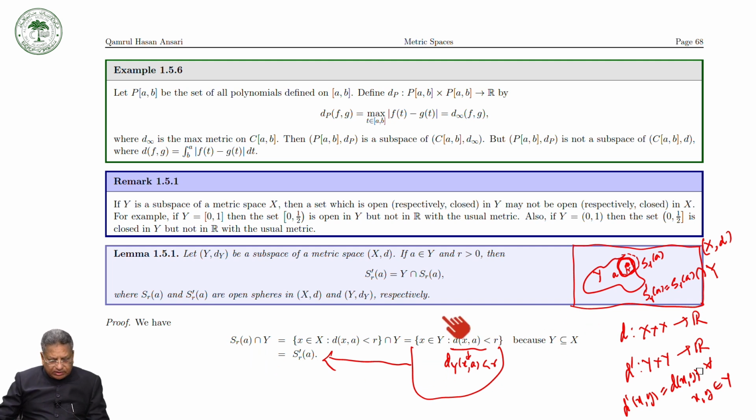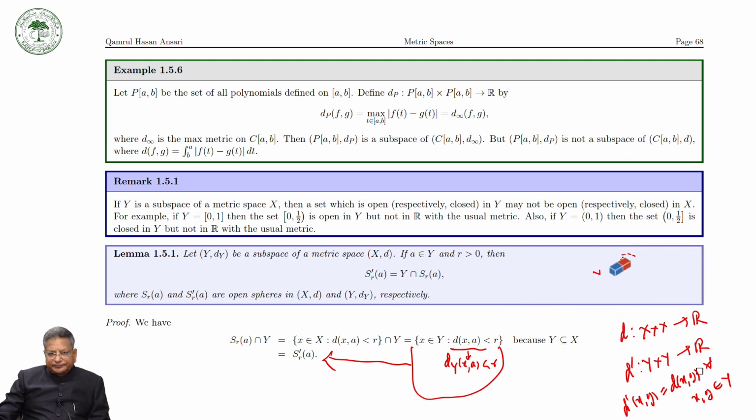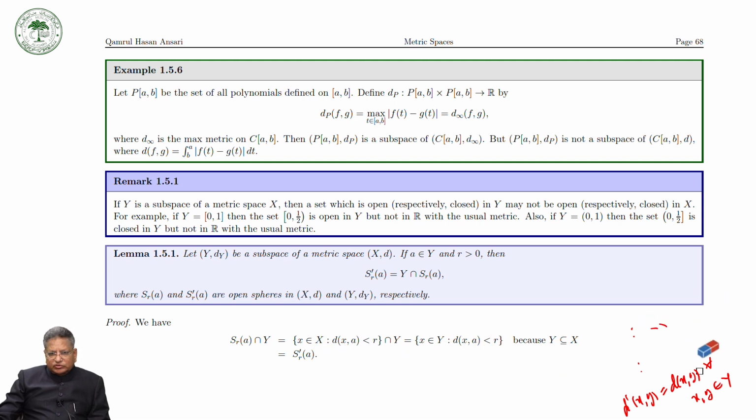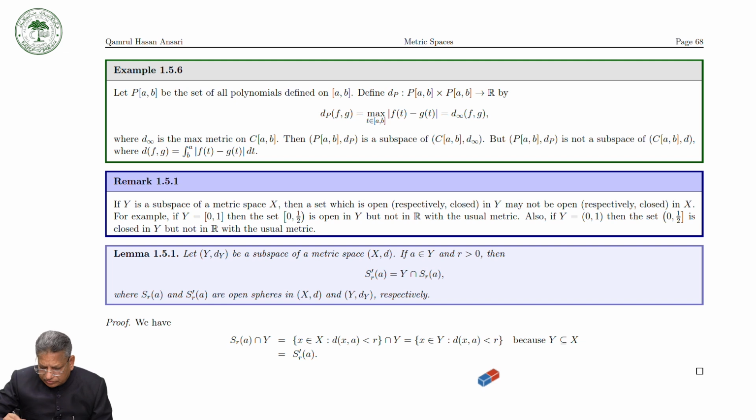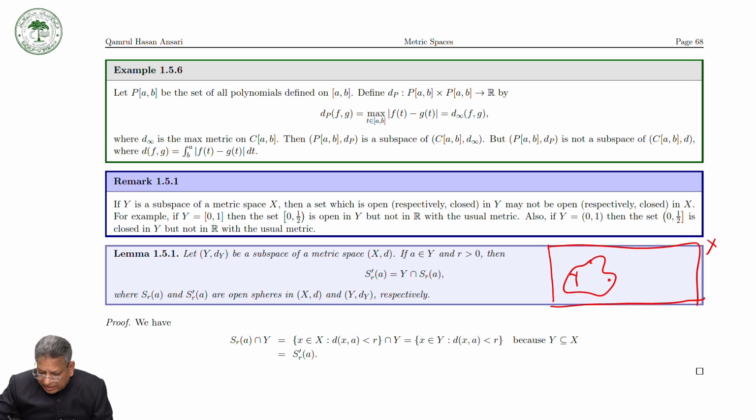Now the question is: what will happen? You can see it very easily. If you have a ball with a smaller radius, suppose again this is your set X, here you have this is my Y, this is my A, and now this is the open ball.